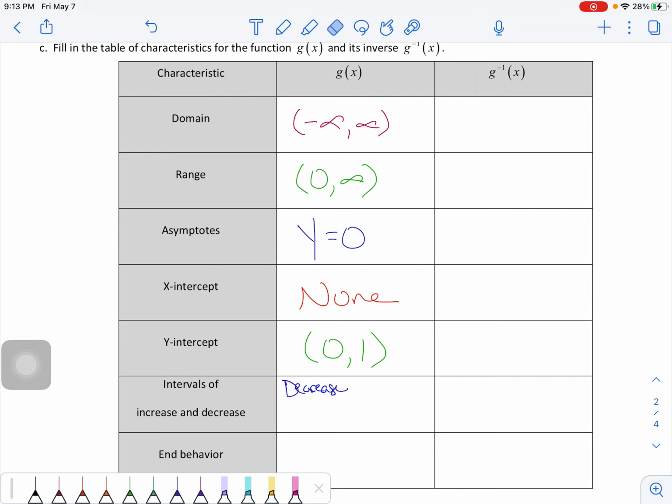As soon as I learn how to spell, wow, that's horrible. Hold on a second. Let's try that again with something approaching legibility. All right, decrease. It's approaching legibility. All right, and that's going to be from negative infinity to infinity.